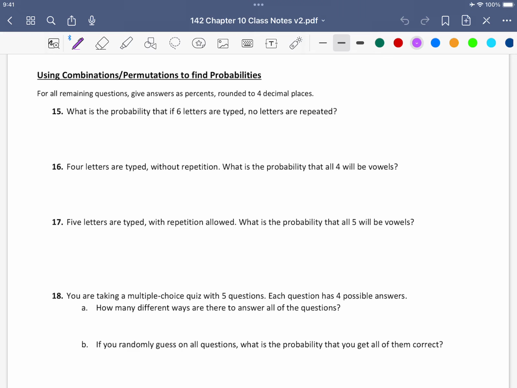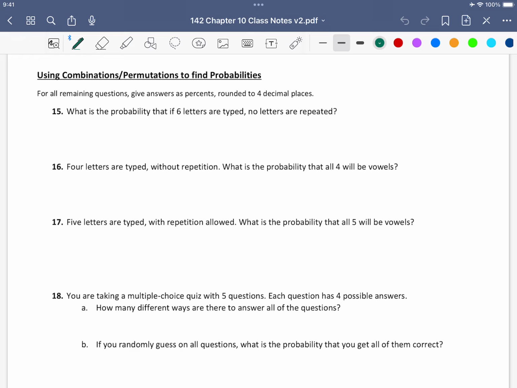In this video, we're going to be talking about Chapter 10, Counting, for Math 142. In the previous videos of Chapter 10, we talked about different ways to count how many ways a certain event could happen. So now we're going to lean back into what we remember about probability and use that counting to help us find probabilities. Picking up where we left off, we are on problem number 15.